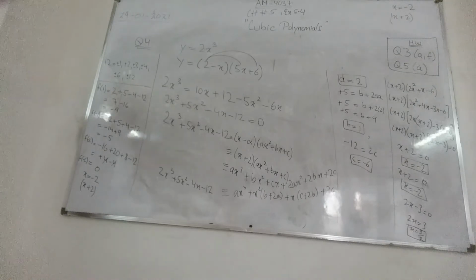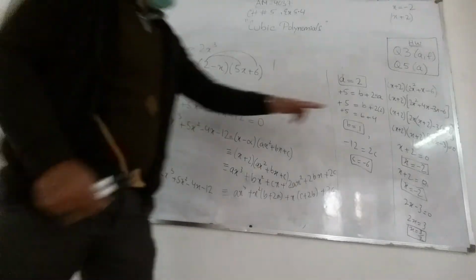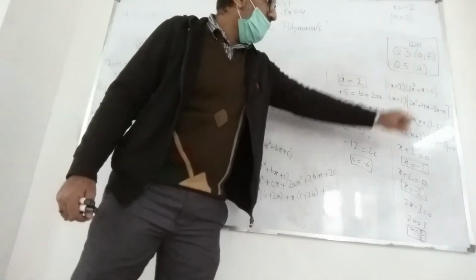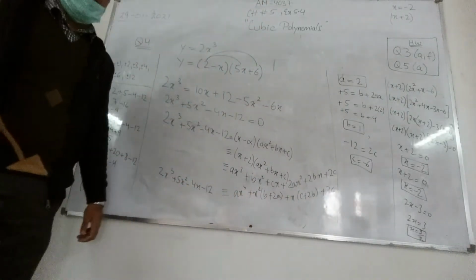What will I do next? I will just put these values back in the expression. This is x plus 2, 2x square plus 4x minus 3x minus 6.